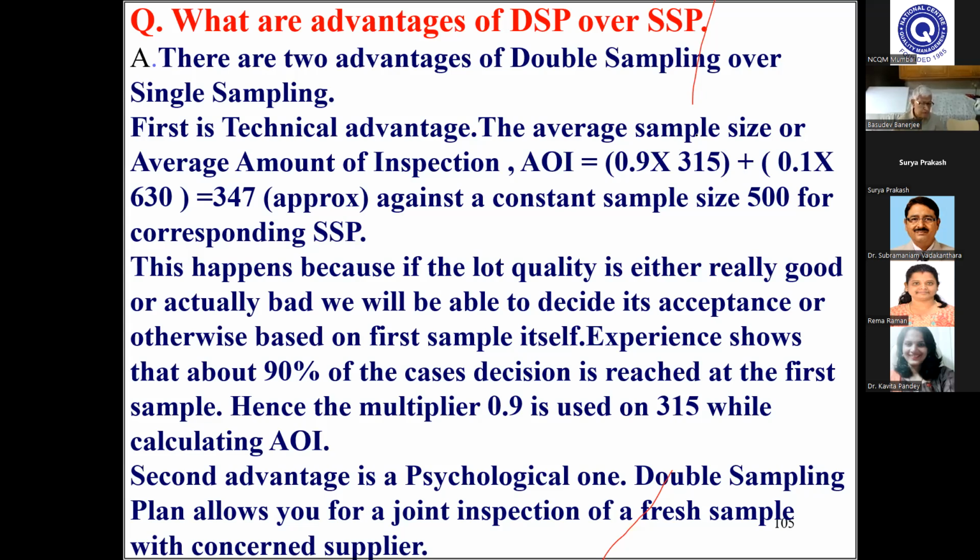The second advantage is a psychological one. The double sampling plan allows you a joint inspection of a fresh sample with the concerned supplier. He has come from a long distance, for example. You give him a cup of tea and so on, then say, okay, friend, I have rejected your lot, but let us go to the stores and we'll have a second sample, a joint inspection, so that he is also convinced that you are not doing any injustice.